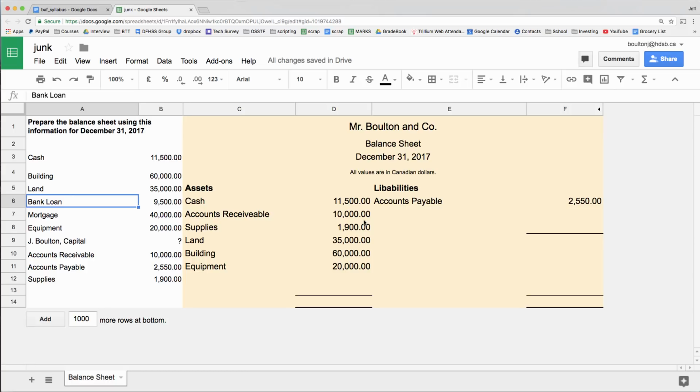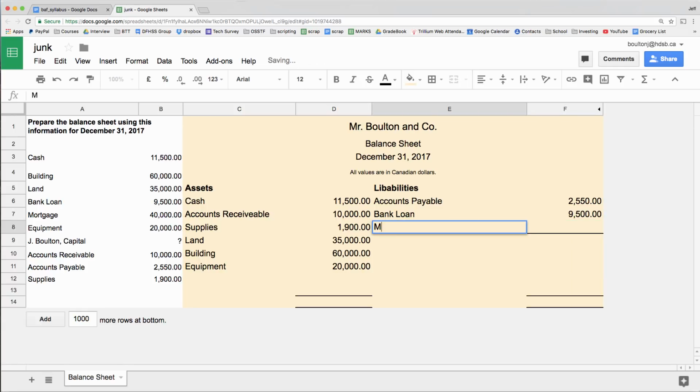The next thing is probably a bank loan. They're usually only for a couple of years. It depends. The mortgage could be almost done, but usually a mortgage is many years and a bank loan is just a couple. So you'd list the bank loan next, usually, and it's $9,500. And the mortgage then of liabilities would be last, and it's $40,000.